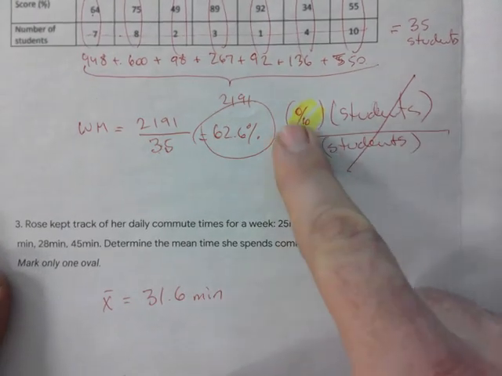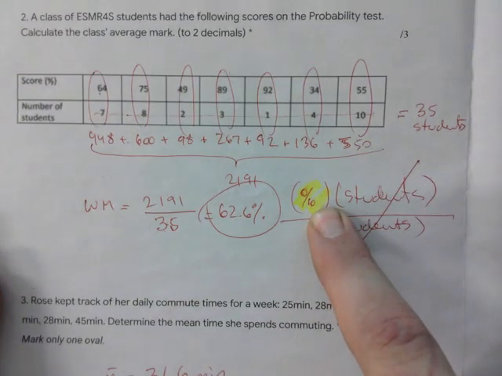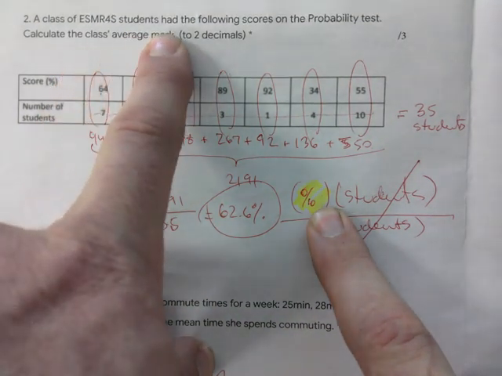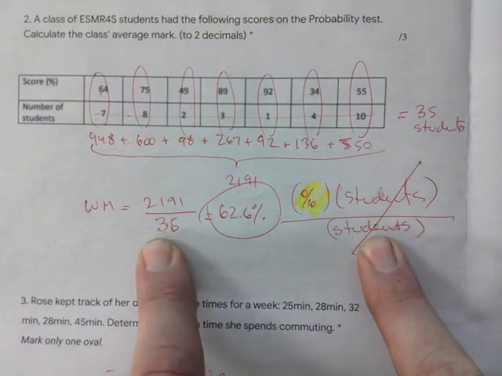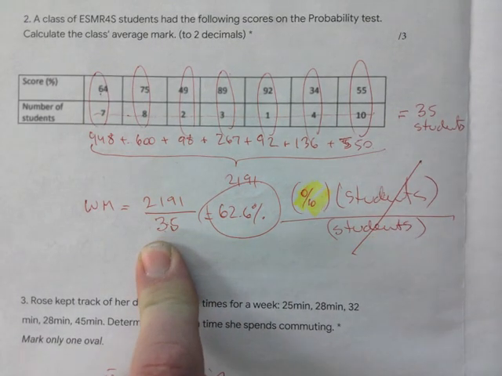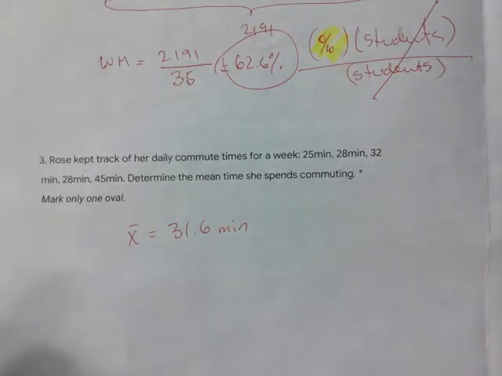And notice my analysis here. I wanted the percentage, right? Calculate the class average mark, so they want this. So we need to divide by students. Way to go, guys. Do this. Right? Do one of those to yourselves.